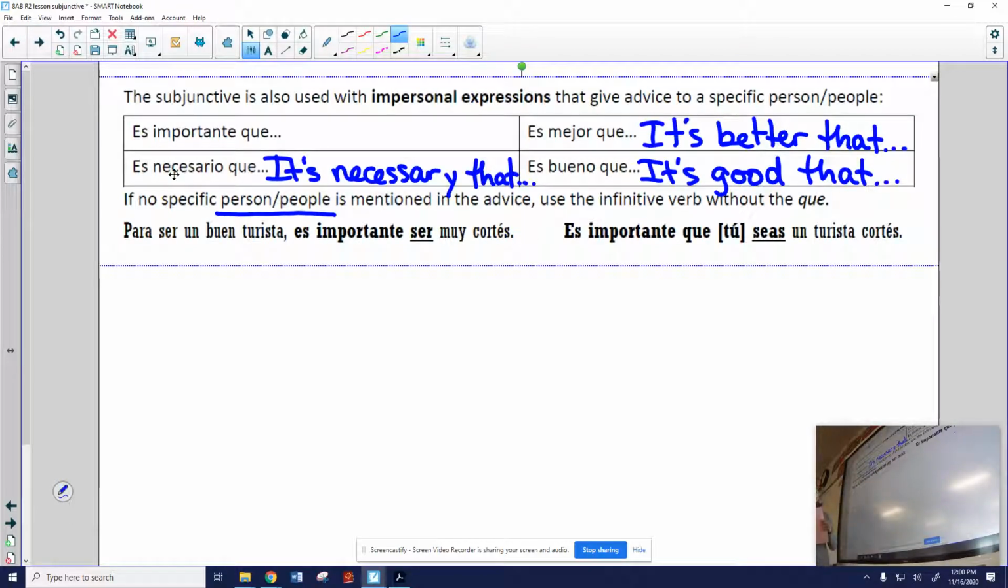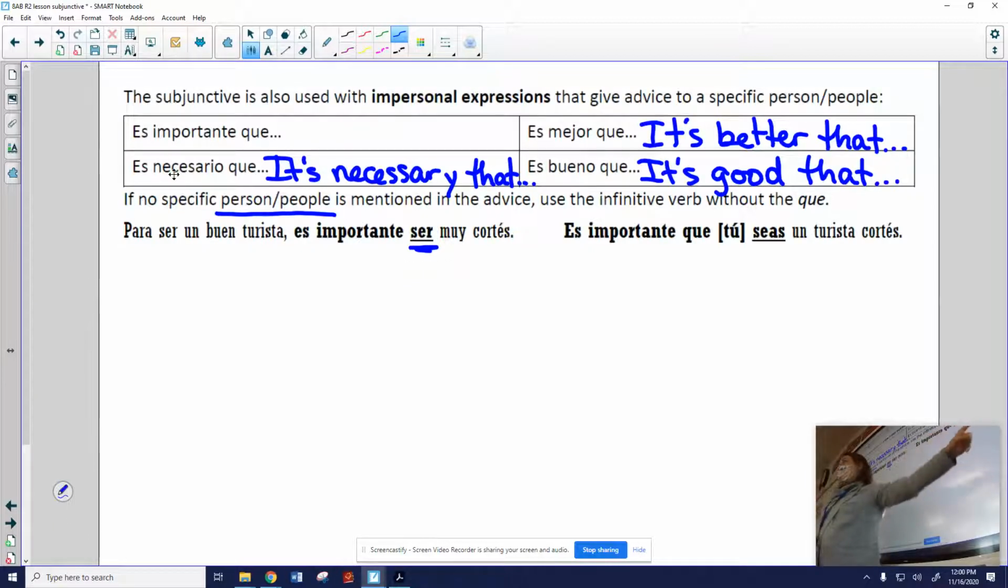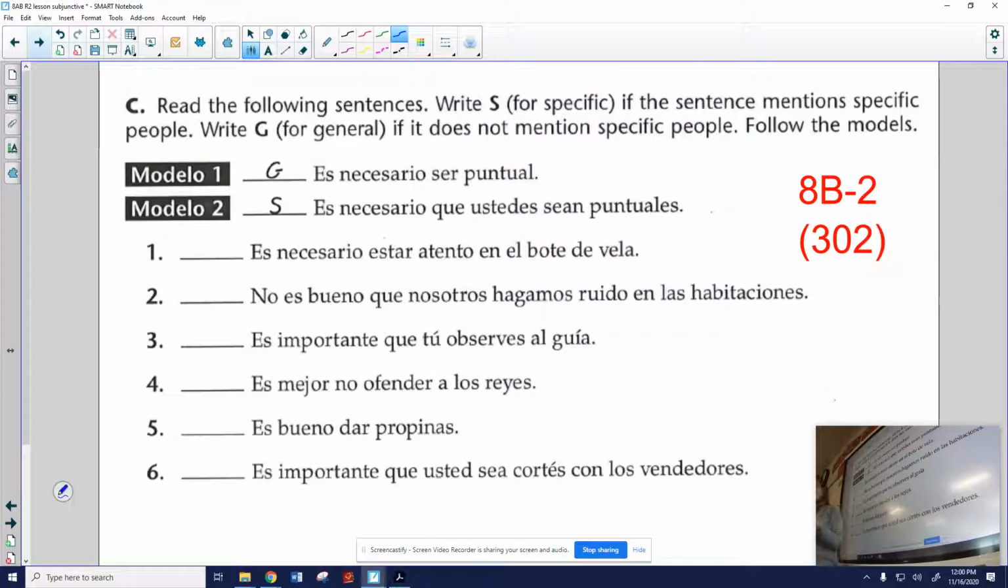There's no specific person or people mentioned in this first sentence, so we're just using the infinitive verb and there's no que. But if I'm telling you it's important that you are a polite tourist, you're a specific person that I'm giving advice to. So I include the word que and I conjugate the next verb in the subjunctive mood. Practicamos un poquito con esto. So far, we're just practicing when do we use the subjunctive. We're not so worried right now about the forms of this. 302.